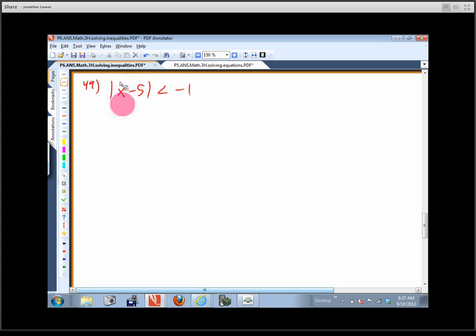What do you know about absolute value? Especially when you compare it to negatives. Absolute value is always positive. Is a positive ever less than a negative? Nope. There's nothing you can do to make that true. That's never true. We say there's no solution. Okay, so on 49, there's no solution. Do you see why? Okay, all right.